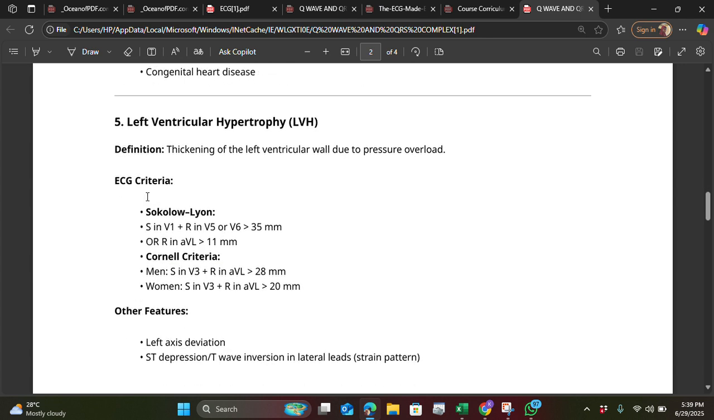Now moving to left ventricular hypertrophy, this is where you begin to calculate, because you are going to count your leads and then start adding them.